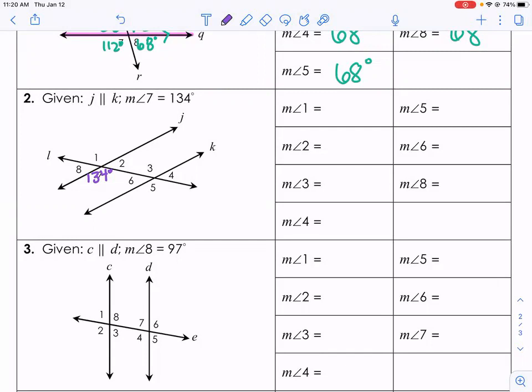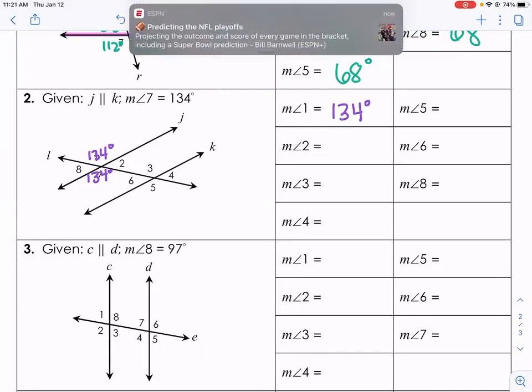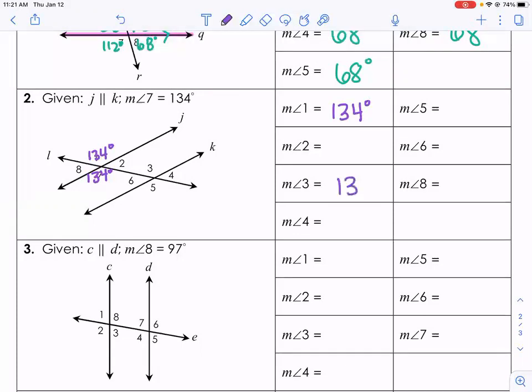All right, Harper, give me one measurement that you're confident in. Angle 1 is 134, and how do you know that? Because it's vertical. Yes, we have vertical angles, and we know vertical angles are the same. Bronson, give me another measurement you're confident about. 134. And why do you know that angle 3 is 134?